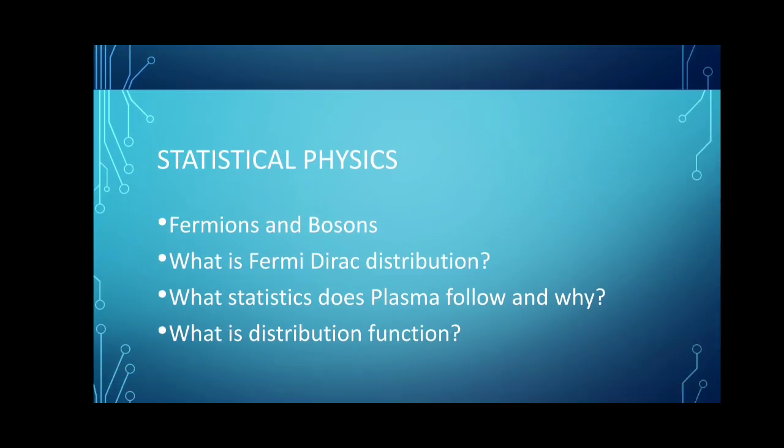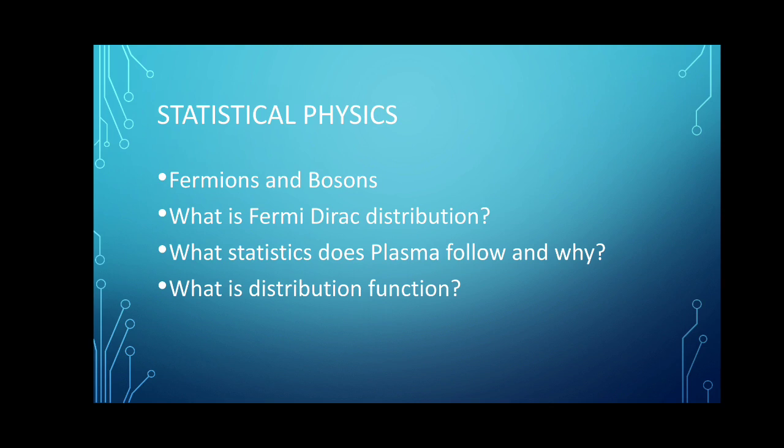Then they asked me questions from statistical physics also. Firstly, one of the professors asked me, what are fermions and bosons. They started from very basic questions, so I explained that fermions are the particles which have half integral spin and they obey Fermi-Dirac distribution, and bosons are the particles which obey Bose-Einstein distribution and they have integral spins. Like we know that photons have integral spin, so they are bosons, and electrons have half integral spin, so they are fermions.